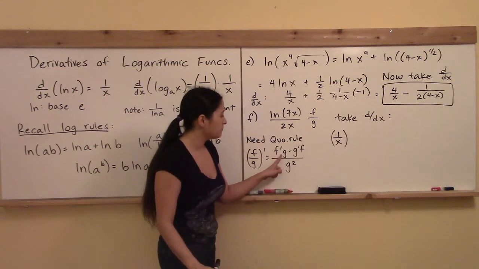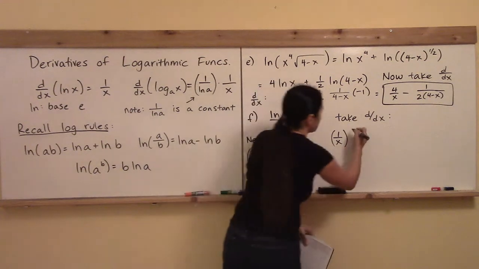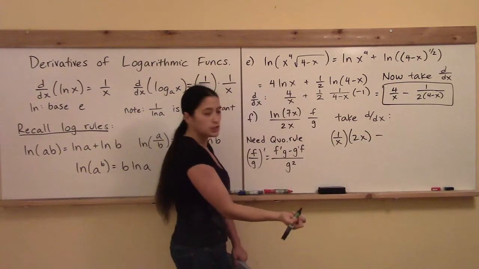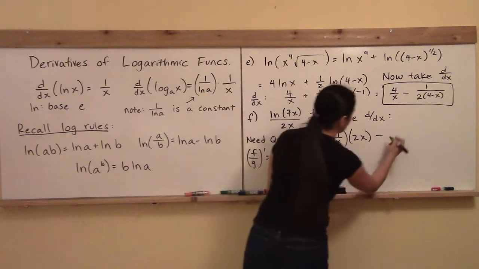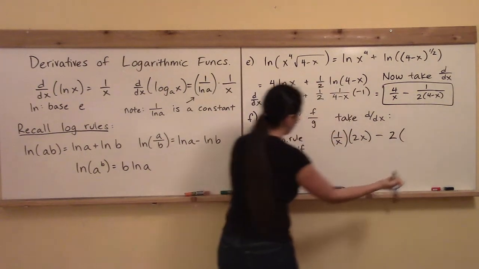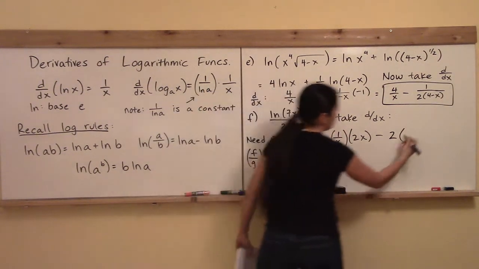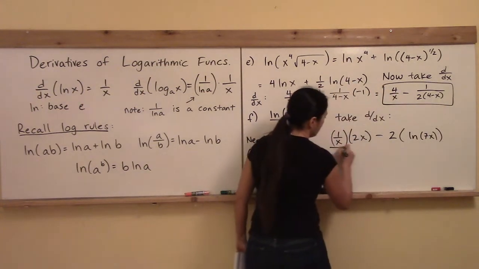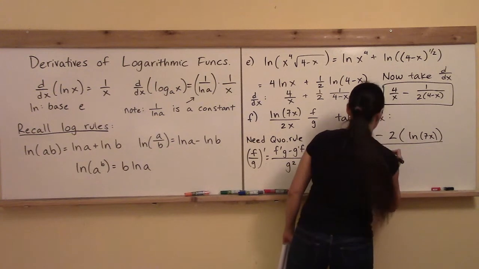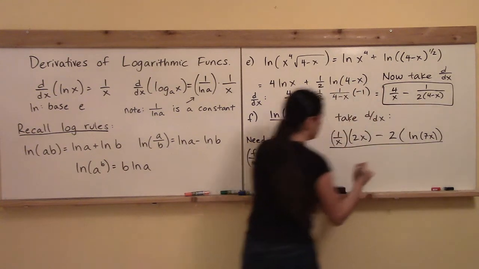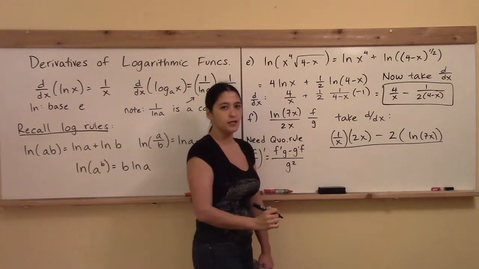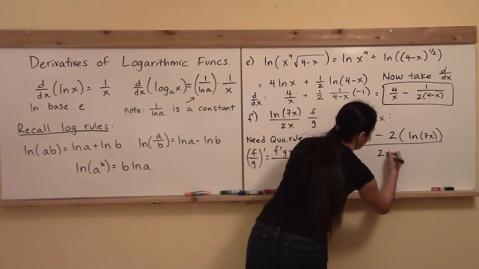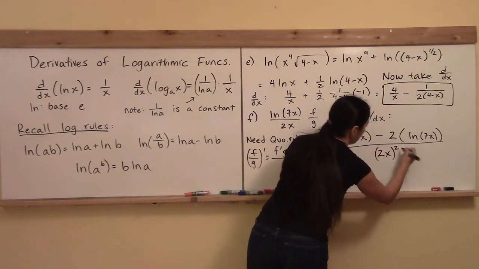Okay, so that's the f prime, and then the g is 2x, so I'm going to put a 2x right there. And then I'm going to minus g prime, so the derivative of 2x is just 2. And then I'm going to multiply that by f, so I'm just going to leave that log of 7x alone right there. And then I'm going to divide the whole entire thing by g squared. Oh, be really careful right here. On the denominator, I have to square the entire denominator.